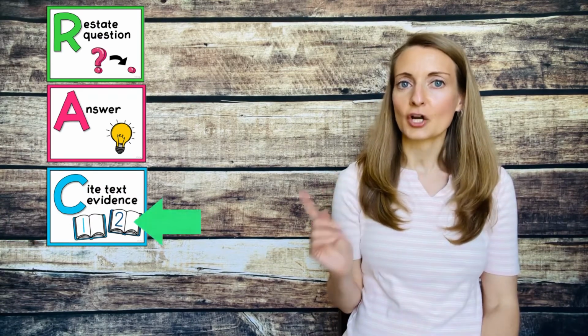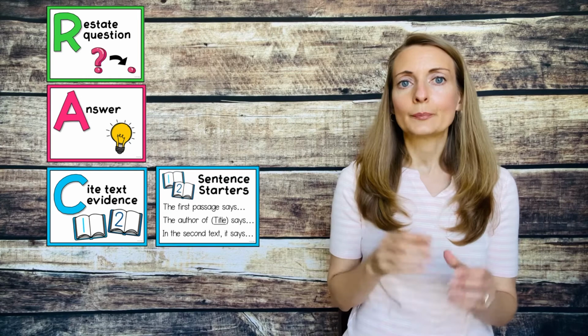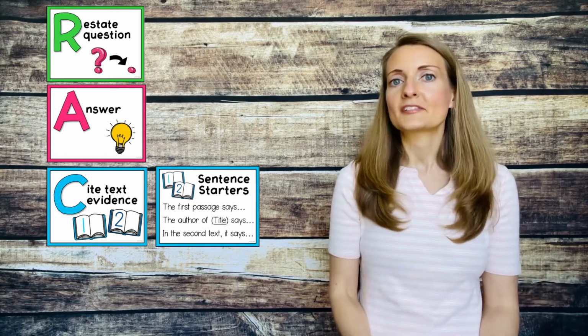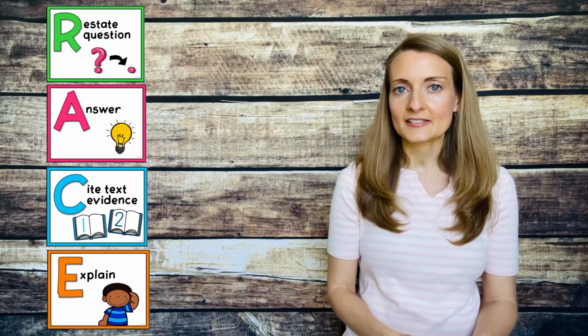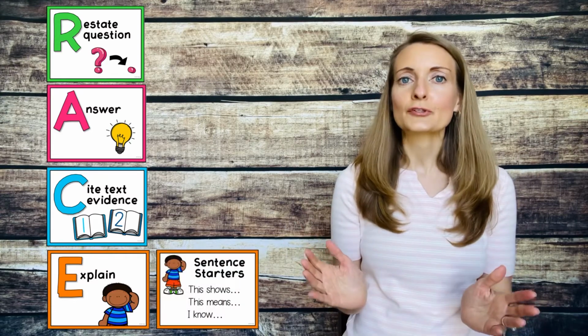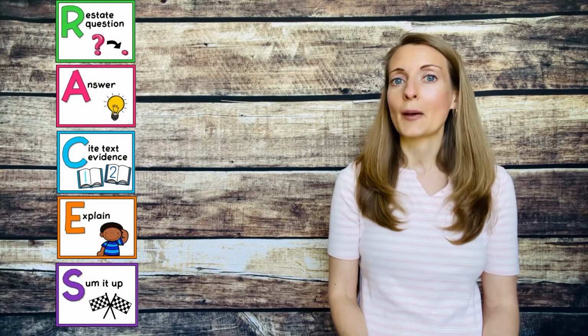But remember, we're going to use light blue for the ideas from the first text and darker blue for the ideas from the second text. And we can start these text evidence sentences with words like the first passage says, or the author of blank says, and you fill in the title, or in the second text it says, and other ways similar to that. And now, what does the E stand for and what color do we use for E? Explain and it's orange. And we can start these explaining sentences with words like this shows, this means, or I know. And if you use the RACES strategy, you would add a sentence at the end to sum it up.